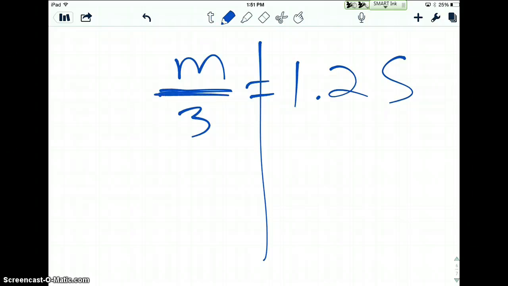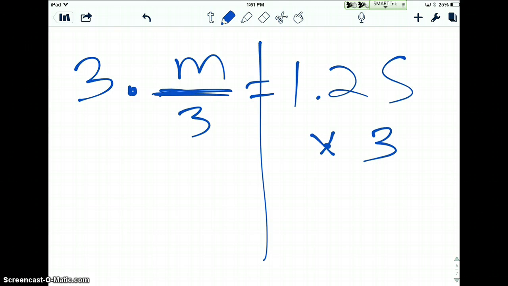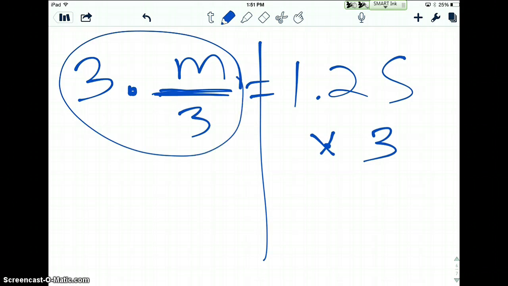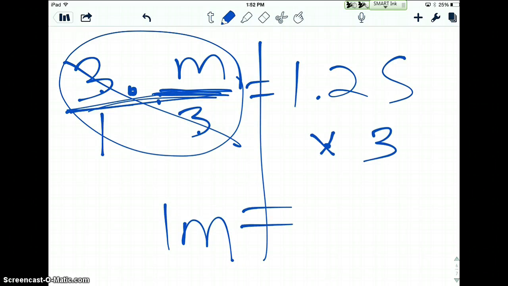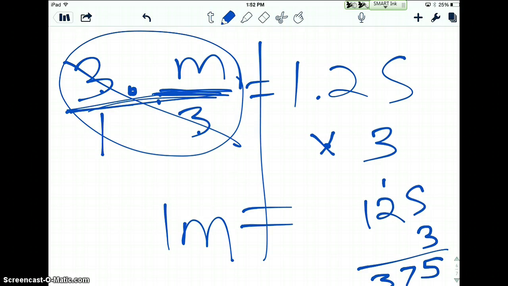To get rid of the division by 3, I do the inverse operation, which is multiplication by 3 on both sides. I'm going to make that a times symbol because it looks like a decimal. Now, if I simplify this side, what is it going to become? Well, 3 as a fraction is 3 over 1. So really, do you see I have 3 divided by 3, which is really 1m. And then over here, 1.25 times 3 is just the same thing as 125 times 3, which is 375.